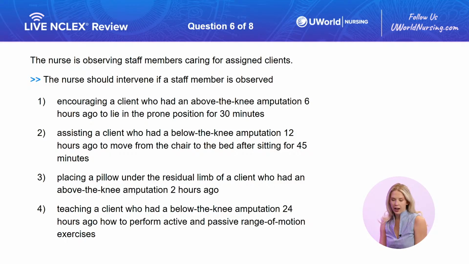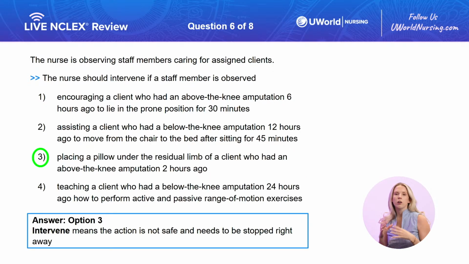Alrighty, great job, you guys. I see almost all 3s and 1s, so a little bit split, but in this case, option 3 was our correct option. So following a lower extremity amputation, whether it's above the knee or below the knee, an important component of rehabbing this is preventing contractures.